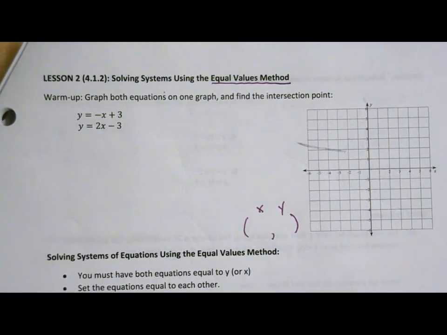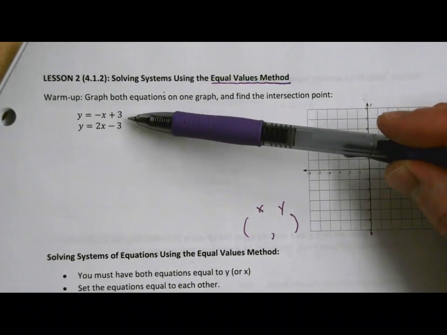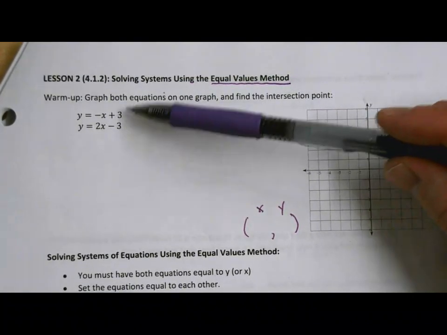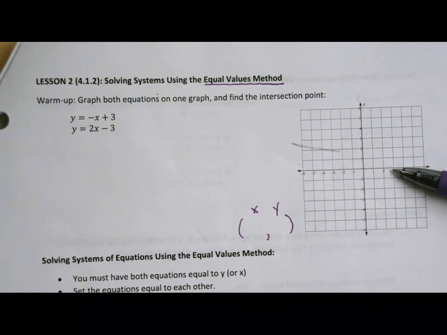Now, you already know how to solve this system one way. You know how to do it graphically. And I would like you to do that right now. Could you please graph these two lines over here and use those graphs to find your solution?